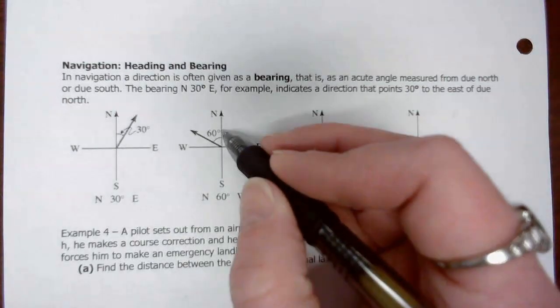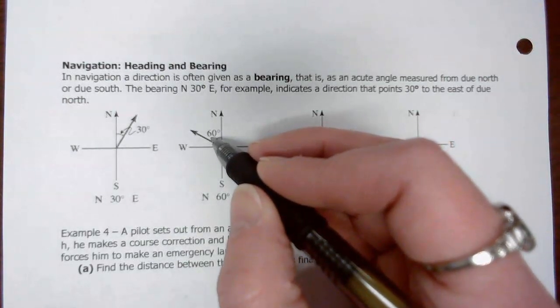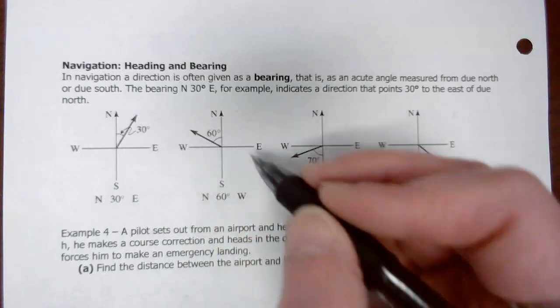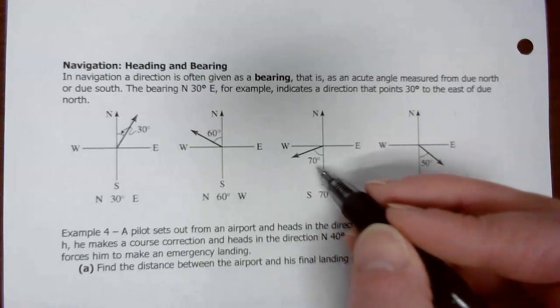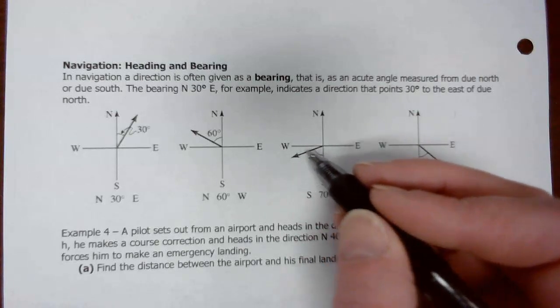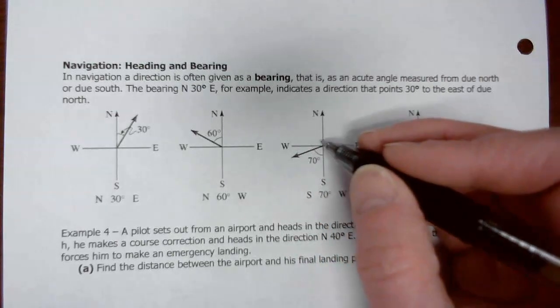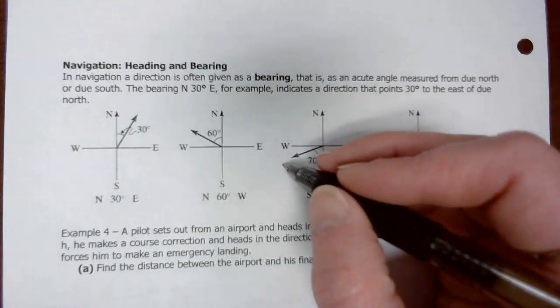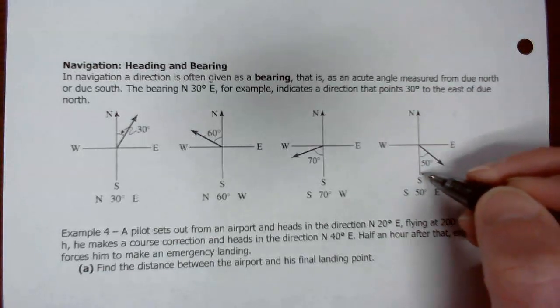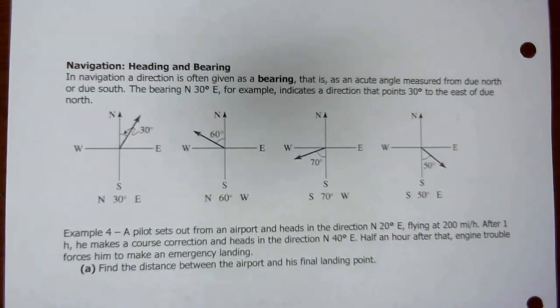This one is starting north and going 60 degrees toward the west side. So north, 60 degrees west. This angle is down below the mid-axis. So I'm starting south and then 70 degrees to the west. South, 50 degrees to the east.